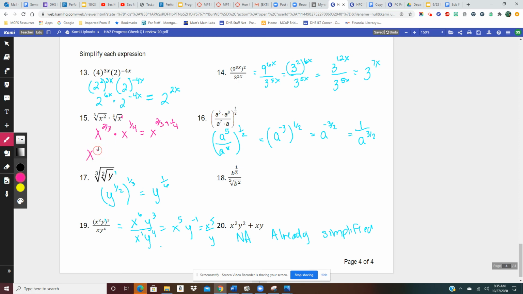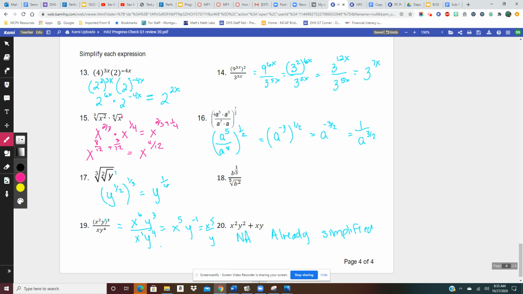So x to something over 12 plus something over 12. Okay, so I'm going to multiply this one by 4, and I get 8. Multiply this by 3, multiply that by 3 also, and I get 3. So I get x to the 8 plus 3, which is 11 over 12. That's your answer on that one.